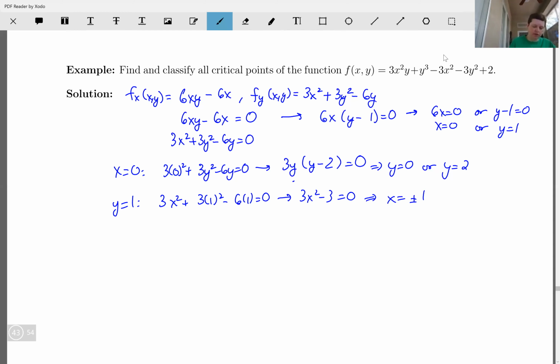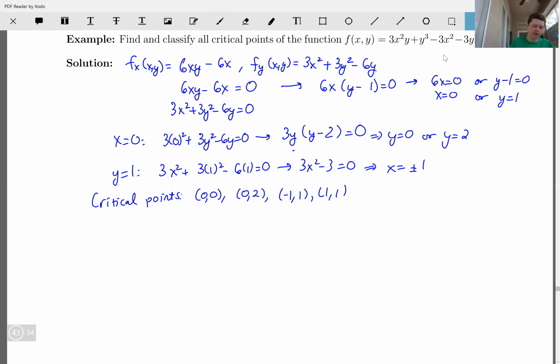So what are our critical points? Oops, sorry, I got that backwards. It was x that was plus or minus 1. Okay, let's try that again. The critical points are (0, 0), (0, 2), (-1, 1), and (1, 1).